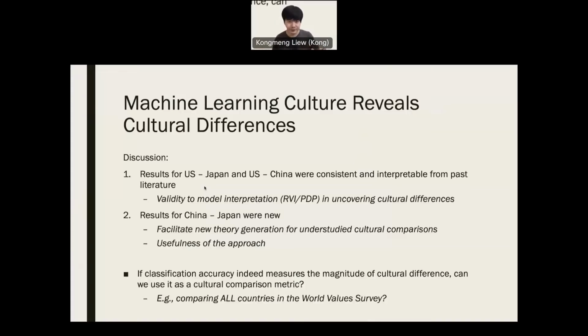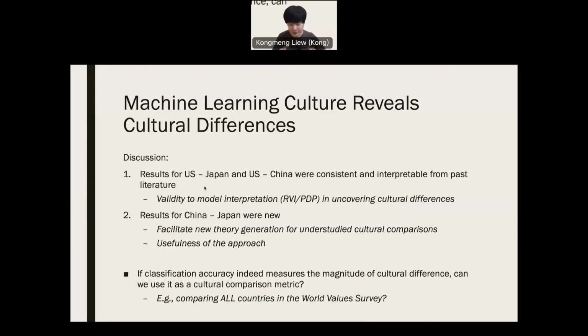Okay, so we talked about cultural differences. And what I thought was very interesting is that we can now see how machine learning can be used for new theory generation. If we don't really understand Chinese-Japanese differences, we can use machine learning to identify those differences and perhaps develop new theories that we can then test with follow-up research using cross-cultural samples.